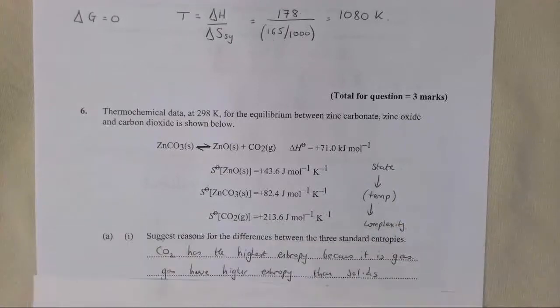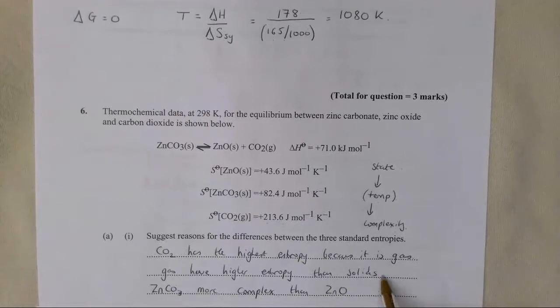Okay, so nice simple answer there. CO2 is the highest because it's a gas, and gases have higher entropies than solids. And then zinc carbonate is more complex than zinc oxide. That's why it has a higher entropy.